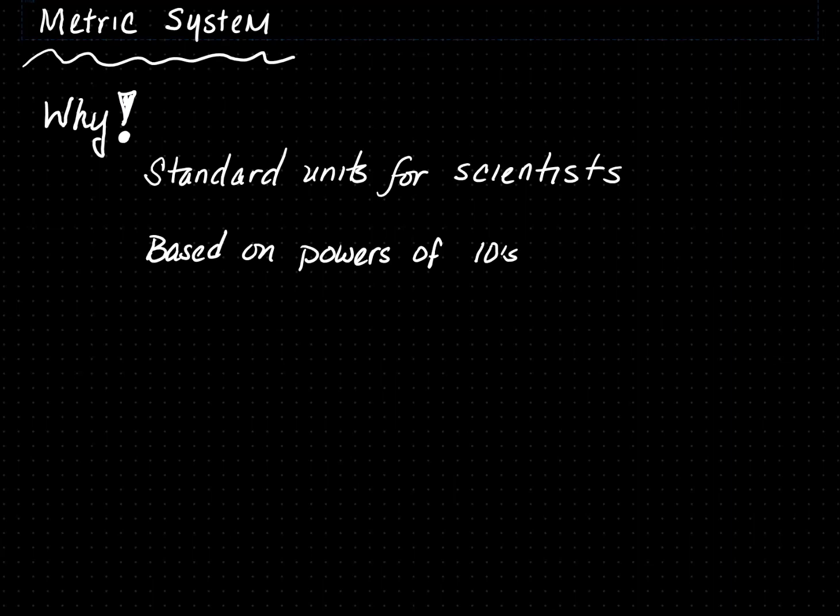Metric system. We use the metric system in chemistry because it's usually the standard unit for all scientists and it is used by the rest of the world. And it's really easy to use because it's based on the power of 10. So if you can multiply by 10 and divide by 10, you understand the metric system.